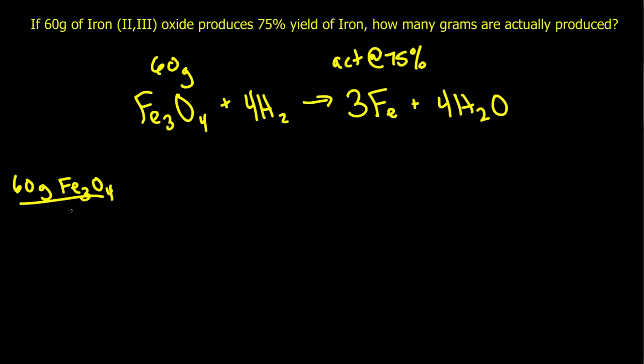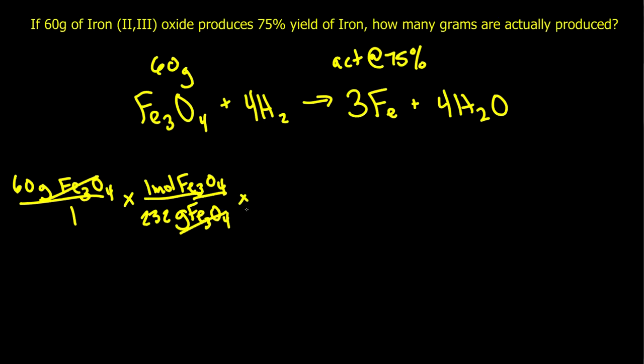So I got 60 grams over 1. I need to change that to moles. So 1 mole of Fe3O4 is equal to how many grams of Fe3O4? Let's see, iron weighs 56 grams, and there are 3 of them. Oxygen is 16, and there's 4 of them. So add all that together, and we get 232 grams. So that cancels out grams of Fe3O4.